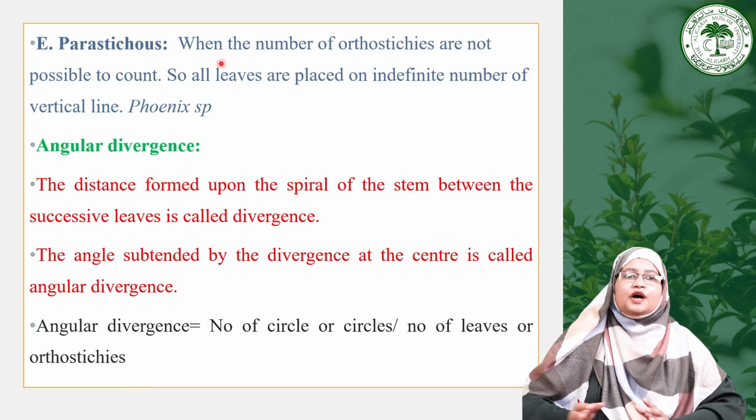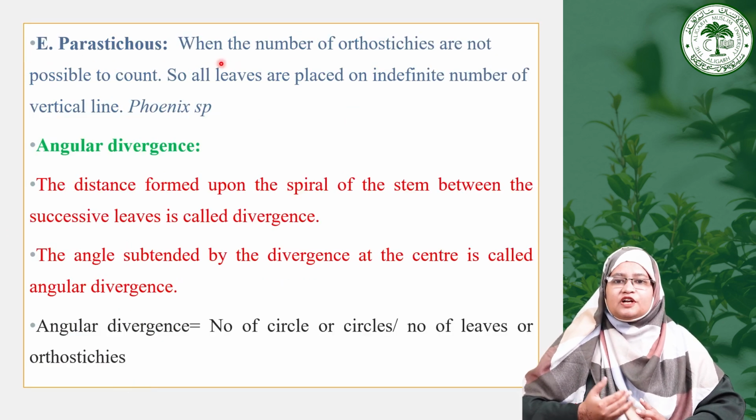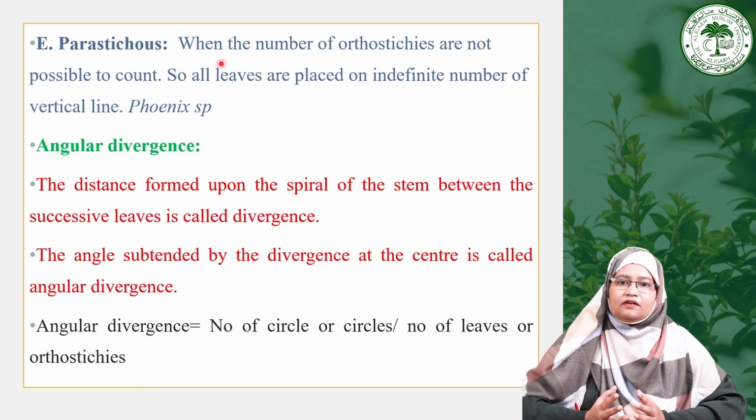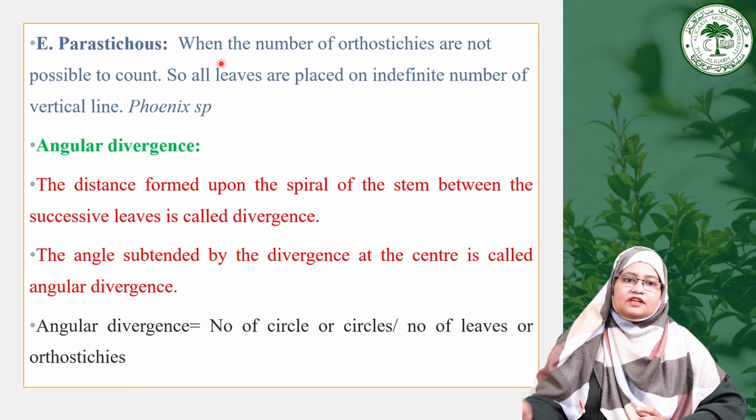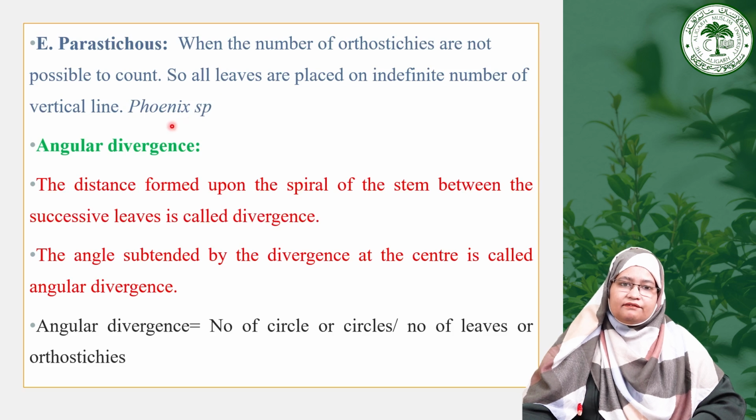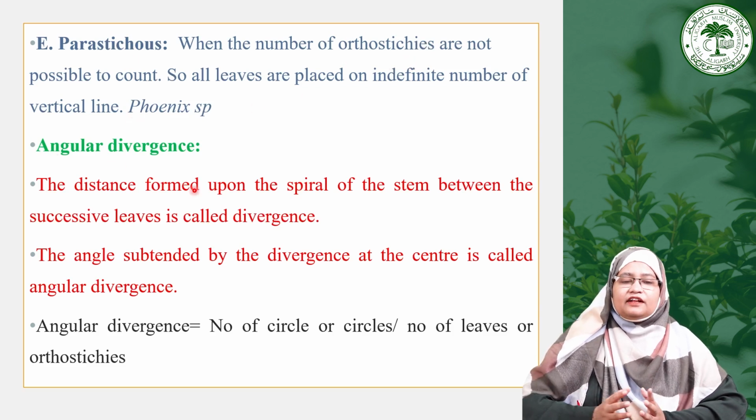Besides this, there is the polystichous type, when the number of orthostichies is not possible to count, so all the leaves are placed on an indefinite number of vertical lines, as in the case of Phoenix species. So we cannot count the number of orthostichies in this particular case.